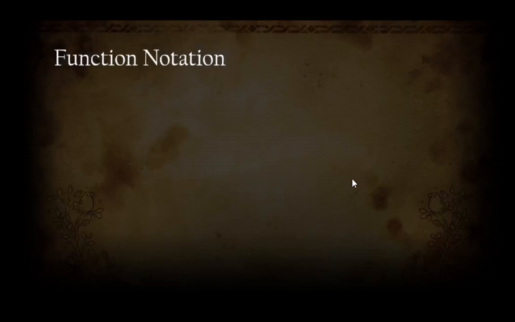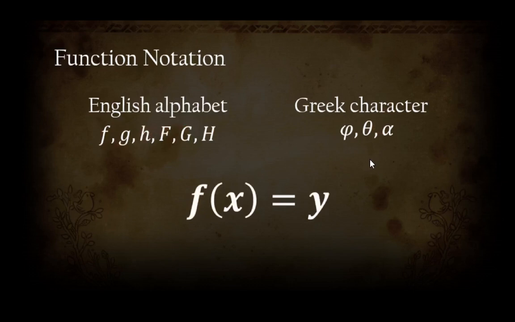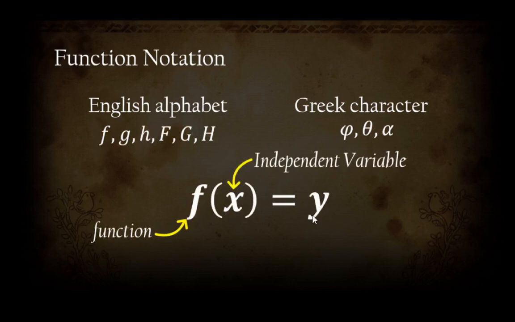And functions are often denoted by any letter in the English alphabet or Greek character. Like this example, we are using this English alphabet and also this Greek character. Functions are written as f of x equals y, where f is the function, x is the independent variable, and y is the dependent variable. Usually y is expressed as an equation that represents the relation of the independent variable to the dependent variable.